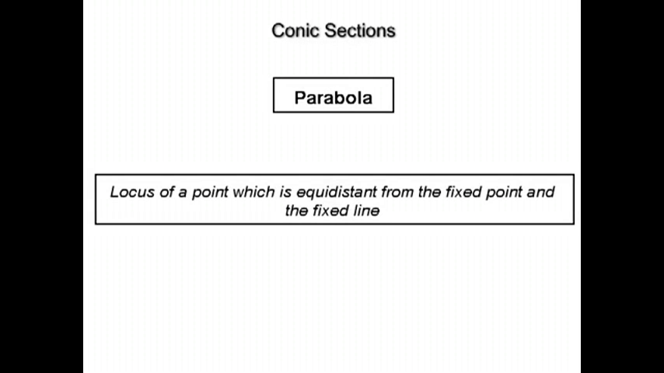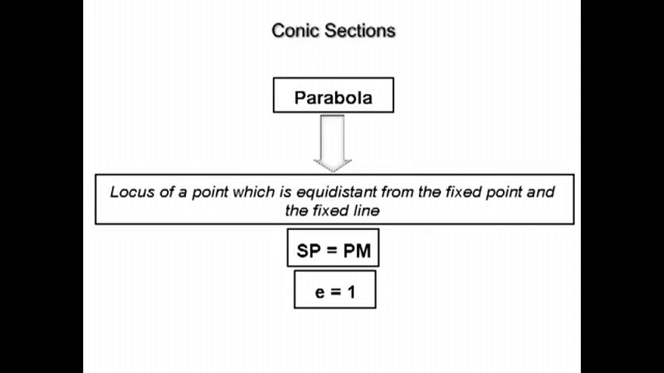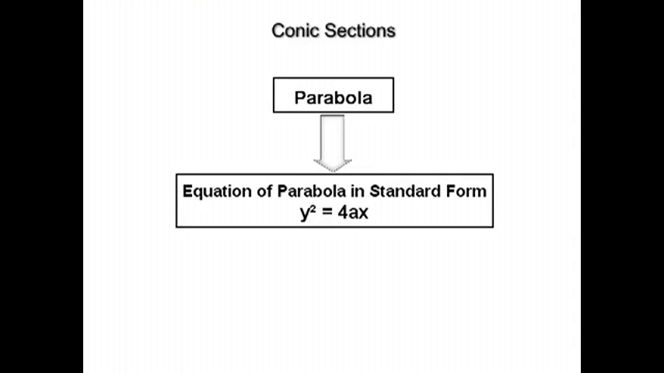The first conic is the parabola. A parabola is defined as the locus of a point which is equidistant from the fixed point and the fixed line, that is, SP equals PM. In other words, a parabola is a conic whose eccentricity is 1. The equation of a parabola in standard form is y squared equals 4ax.